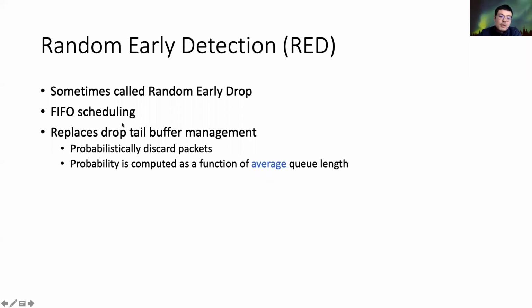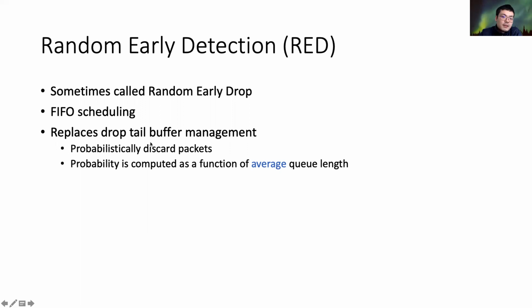Because when you drop some packets, the benefit is that the TCP connection will detect that and back off early. So if you randomly drop early, that TCP connection can adjust its speed early without totally running out of the buffer of the router. Again, this is still using first in first out scheduling.